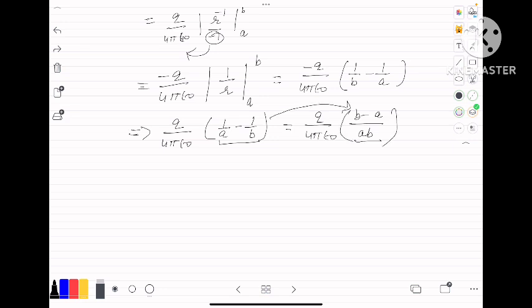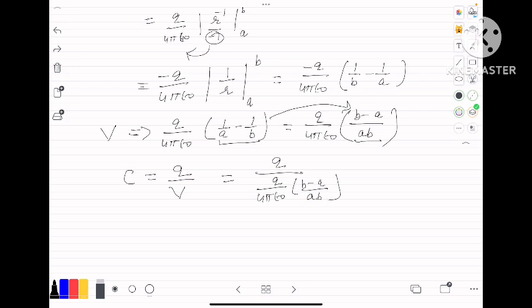So this is the value of potential difference V. We know that capacitance C is equal to charge upon V. Therefore, capacitance will be equal to Q upon 4 pi epsilon naught into b minus a upon a into b.